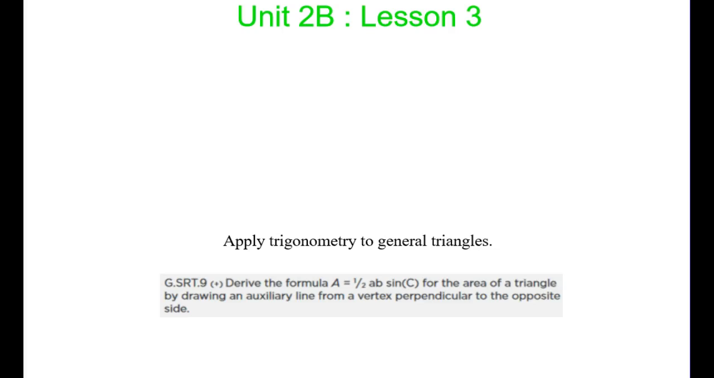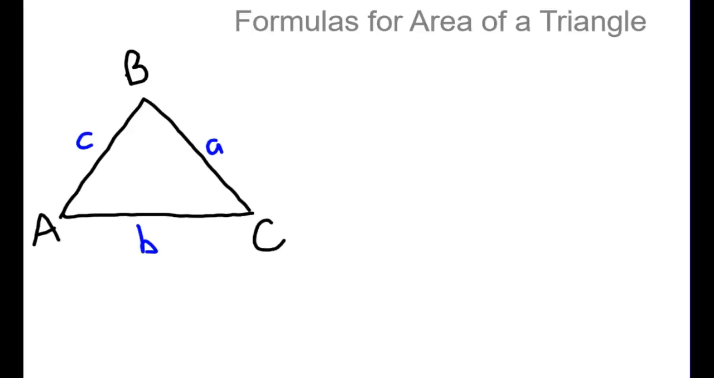Unit 2B, Lesson 3. There's one standard we're going to discuss in this lesson: derive the formula A equals 1/2 times a times b times the sine of C for the area of a triangle by drawing an auxiliary line from a vertex perpendicular to the opposite side. Previously, when finding the area of a triangle, you've only worked with A equals 1/2 times base times height.